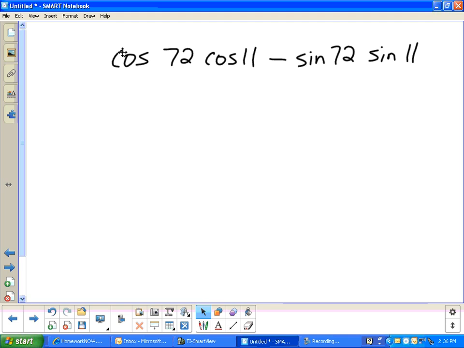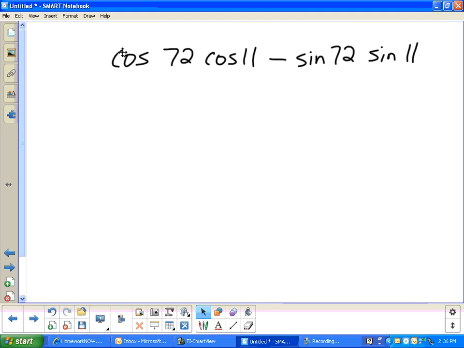And I give you this challenge just to be interesting. You can only do one function on your calculator, and I've written 4 problems up there. To do this, you would have to find on your calculator the cosine of 72, the cosine of 11, multiply those 2 numbers together, then find the sine of 72, the sine of 11 degrees, multiply those 2 numbers together, and then subtract that one from this one. A real pain. So all you do is just look up cosine and then 72 plus 11.